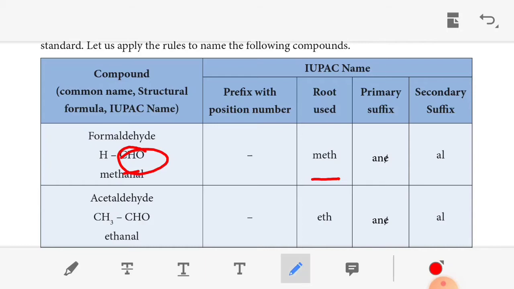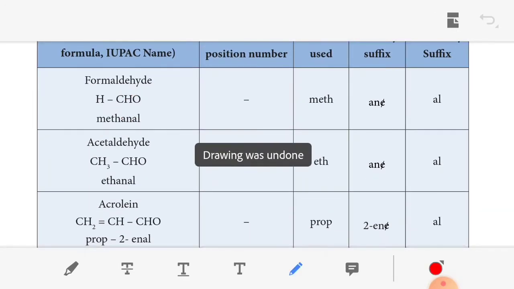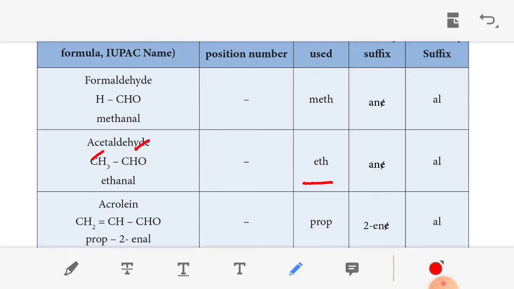Then the second one, CH3CHO. There is no position number, so the position number is nil. How many carbons here? Two carbons, so it is ethane. Two carbons means 'eth'. Then the carbons are linked by a single bond, so it is the alkane series, so you write 'ane'. The E can be dropped. Then CHO is aldehyde, so you add 'al'. So its name is ethanal.